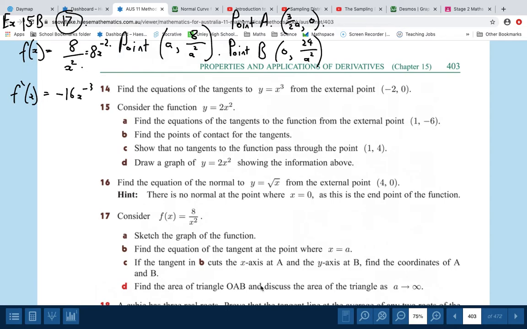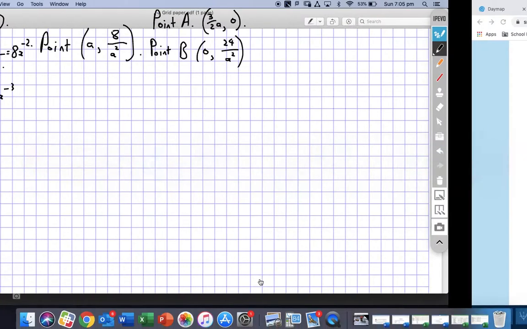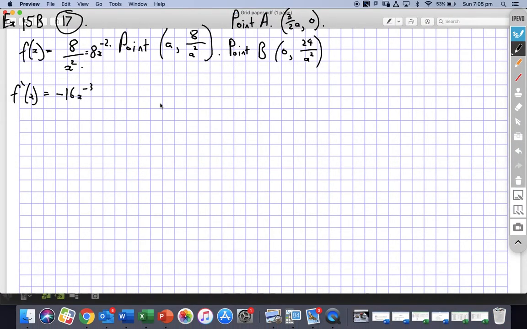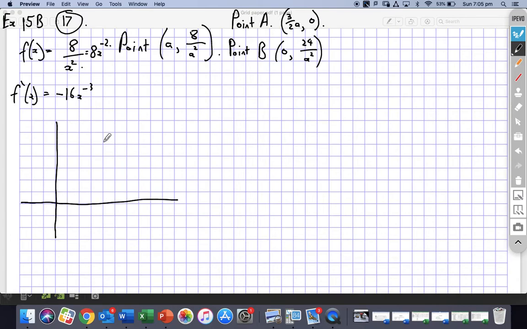I'm going to draw a picture where I assume that A is positive. So we sketched the graph to start, but if we just look in the first quadrant, right, we've got our curve coming sort of down like this, right?